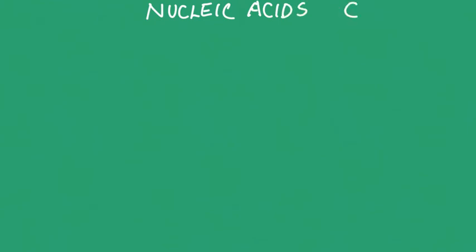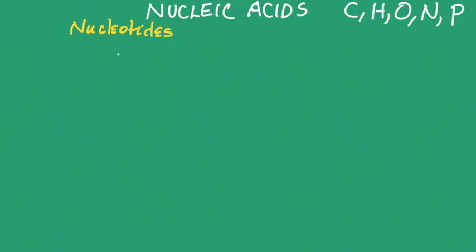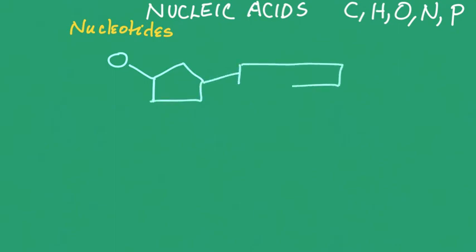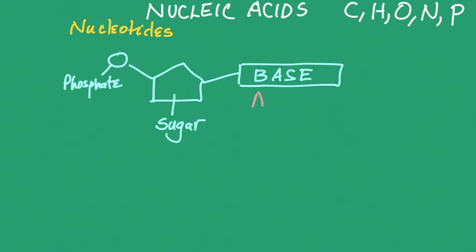The fourth class of biological macromolecules are nucleic acids. The nucleic acids are made up of carbon, hydrogen, oxygen, nitrogen, and phosphorus. The building blocks of nucleic acids are nucleotides. Each nucleotide is made up of a phosphate, a sugar, and a base. There are four kinds of bases: adenine, guanine, thymine, and cytosine. The phosphate is the round structure that you see. Then we have the 5-carbon sugar, which is connected to the base.